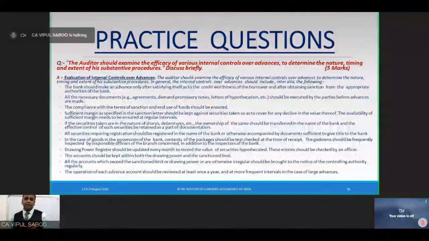So he should examine their efficacy. How? So this is the answer. You have done it in your internal controls chapter. It is similar to that. I just wanted to make sure that you have this question with you. The answer is there with you in the PPT. You can learn it from there, and this is there in your internal control chapters as well. Right?